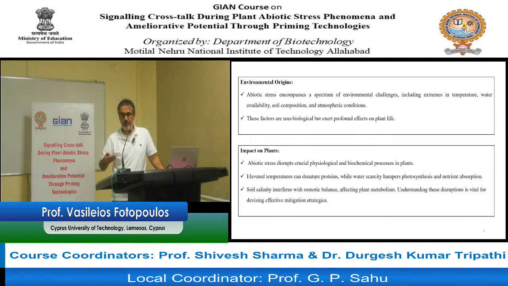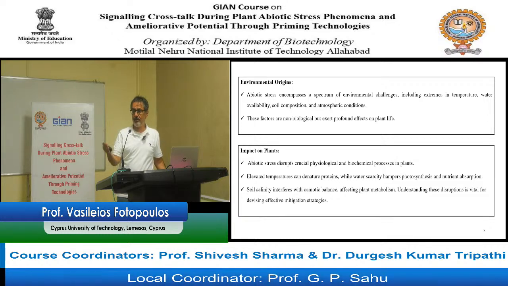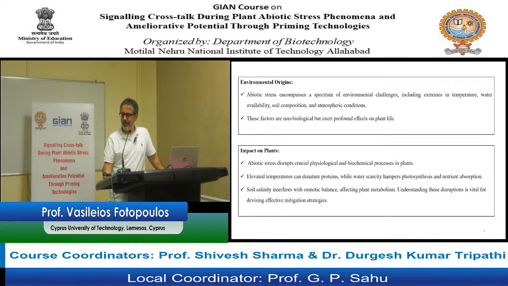The end result of these environmental cues can have many different means of impact. The most common ones that are mainly addressed are the disruption of very fundamental physiological and biochemical processes in plants. This includes a very broad range of metabolic activities and pathways. Of course, as you're well aware, elevated temperatures can lead to the denaturation of proteins, while water scarcity, which is very often related with elevated temperature, hampers photosynthesis but also nutrient absorption from the rhizosphere.